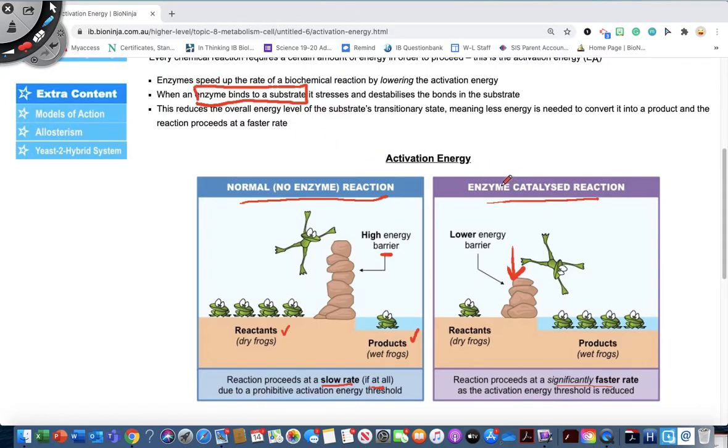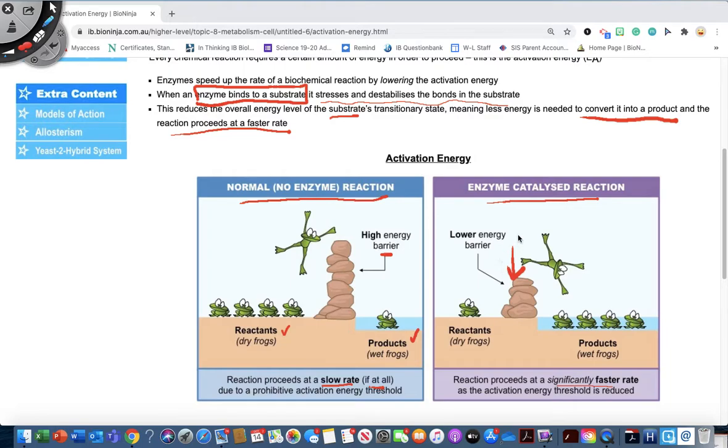So in an enzyme catalyzed reaction, there is an enzyme that is going to bind to this reactant or substrate, and that is going to stress and destabilize the bonds in the substrate. So that's what actually lowers the energy barrier, right? That means that the substrate that is now disrupted in some form is going to require less energy to be converted into a product, and therefore the reaction happens faster, right?